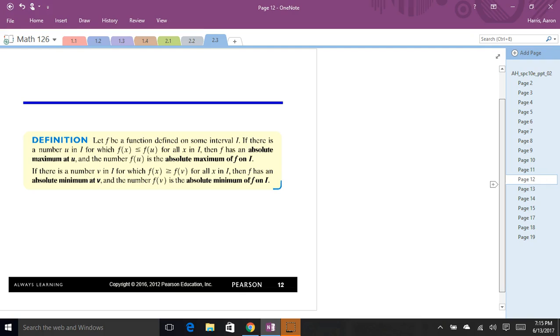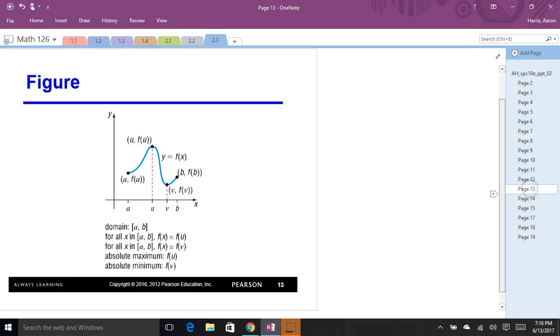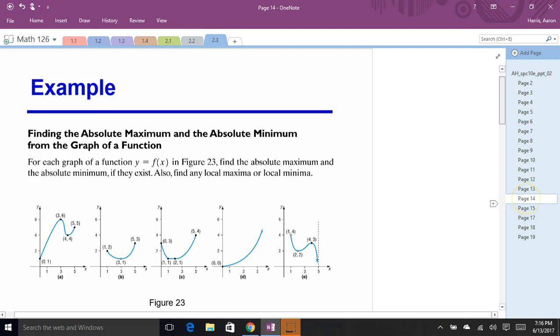Alright, now absolute max and absolute min. These can be on an interval, and this can be a closed interval as well. Absolute means the highest point. You notice this right here. On this interval that you're looking in, that's the highest point. So f of u is the absolute max, and it occurs at u, f of u. Local means in whatever little area, open interval, you're going to look in. Absolute means, typically speaking, on the entire domain, unless they tell you otherwise.